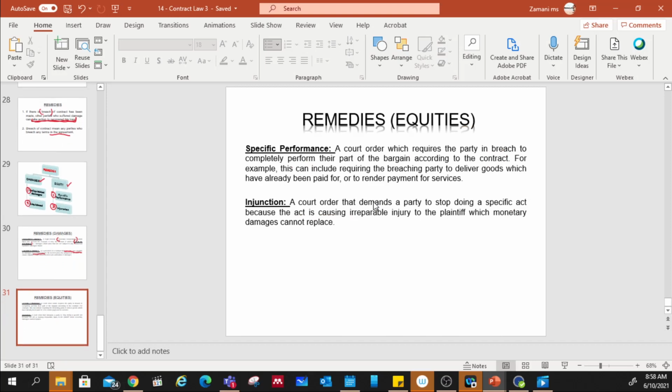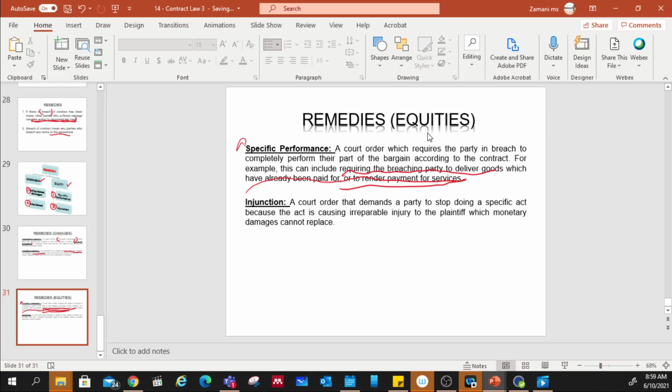The second remedy they call equitable remedies. Also two of them: one is specific performance, and the second is injunction. Specific performance is a court order which requires the party in breach to completely perform their part of the bargain according to the contract. It means that the court can ask the person who breached the contract to do certain things to fix it, to make sure the other party gets what was bargained for. This can include requiring the breaching party to deliver something, maybe to pay, or maybe to give back land, something like that.